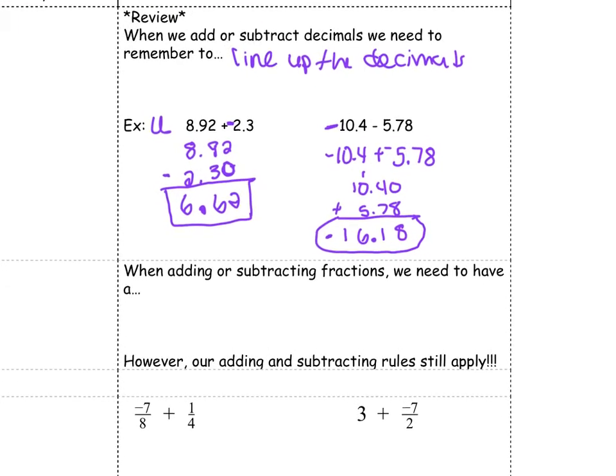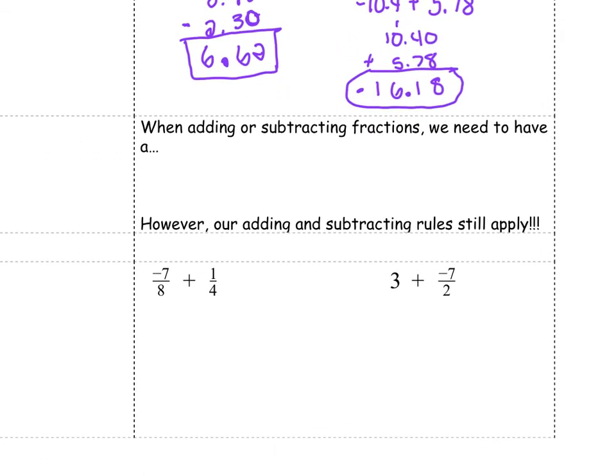All right. When adding or subtracting fractions, however, we need to have a common denominator. So that bottom number has to be the same. So the adding and subtracting rules still apply. So here is an addition problem, unlike signs.